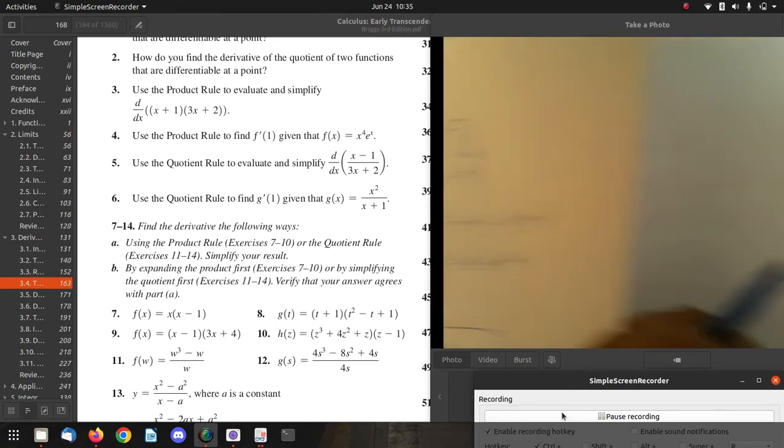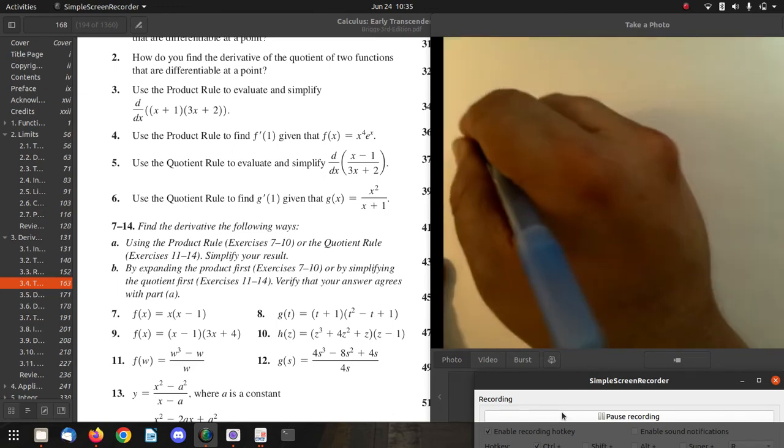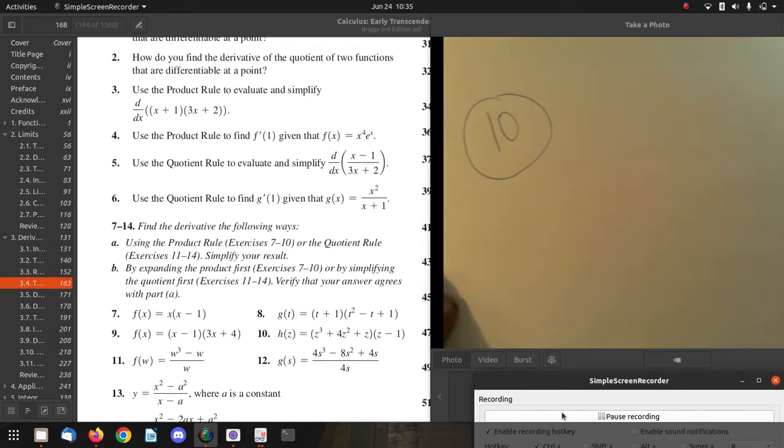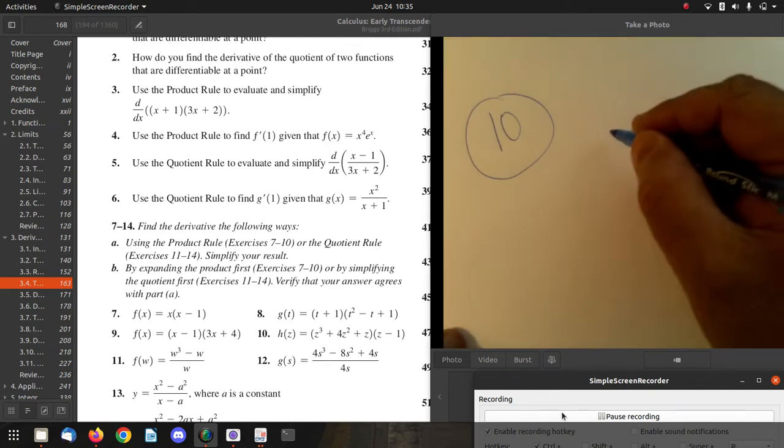So now let's take a look at number 10. You're hunting and pecking. I'll stall for a little bit and leave that up as I write it out.